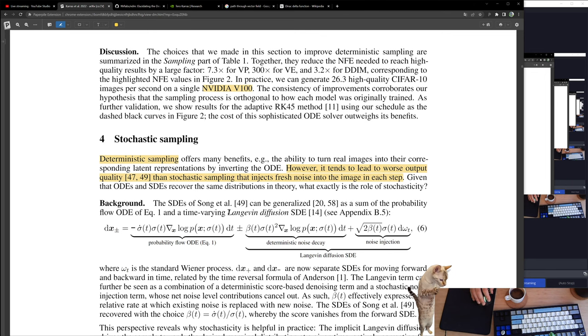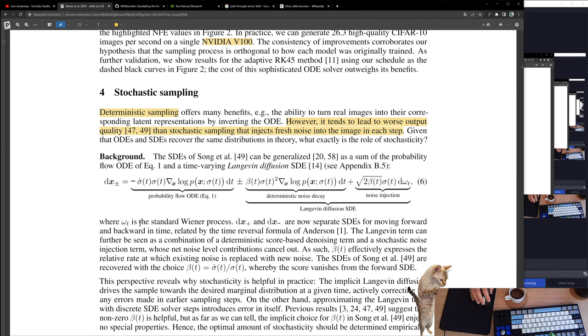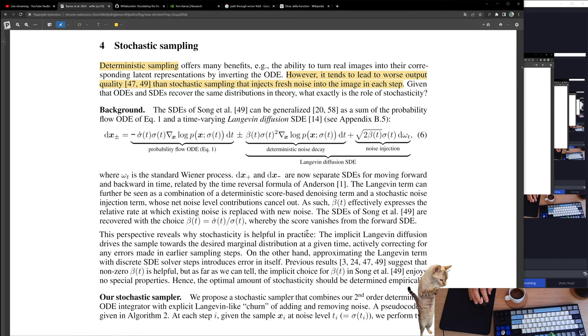Sum of probability flow, time variant, Langevin diffusion. Deterministic noise decay. So they're adding a bunch of extra stuff here. The image changes over time by adding this noise, but then they also add this extra stuff here. Langevin diffusion, where omega T is the standard Wiener process. dx plus, dx minus are now separate differential equations for moving forward and backward in time. By the time reversal formula of Anderson.